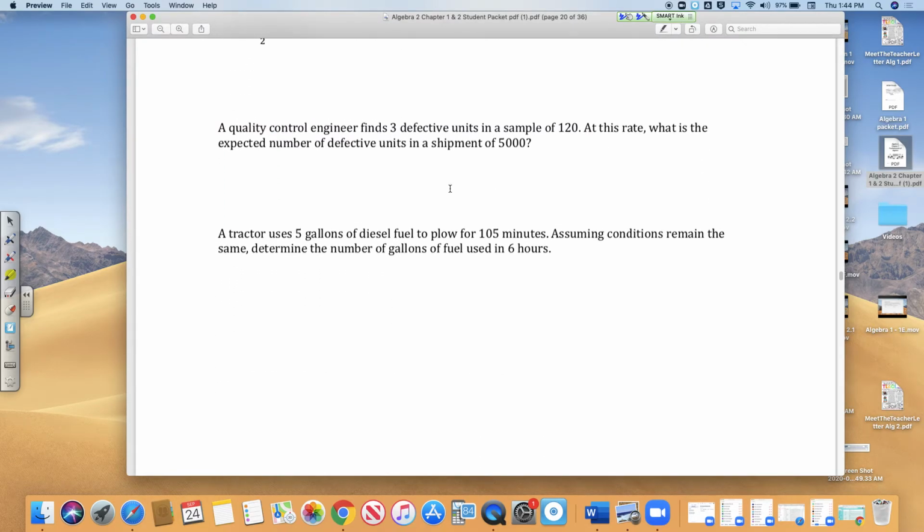Okay, let's go over this next one together. A quality control engineer finds 3 defective units in a sample of 120. At this rate, what is the expected number of defective units in a shipment of 5,000? Okay, so here is our proportion. We have 3 defective units out of a sample of 120 total. And we want to know how many will be defective with a total of 5,000 in the shipment.